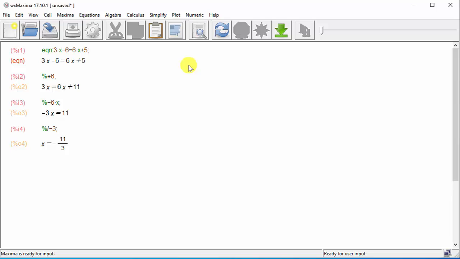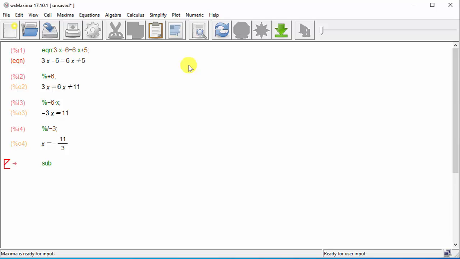Now, we can also check this. Okay, so let's look at checking it. So to check this, if we plug negative 11 over 3 back into our equation, we should get the same thing on both sides of the equal sign. So since we defined an equation, see how we got our equation defined up there, our first line? We can actually use right hand side and left hand side. It recognizes that on the equation.